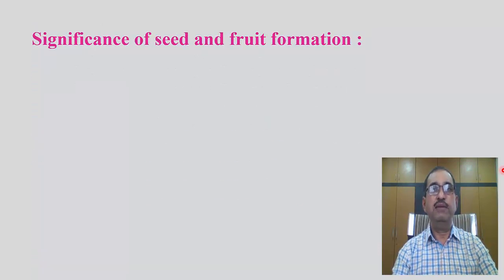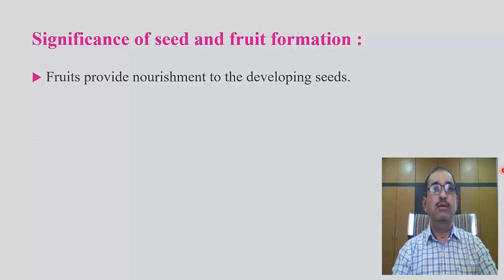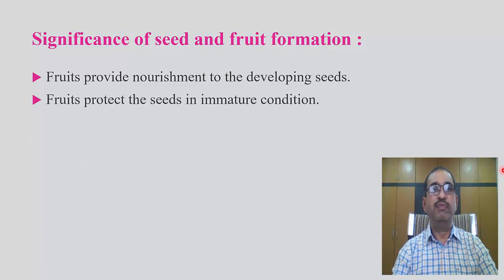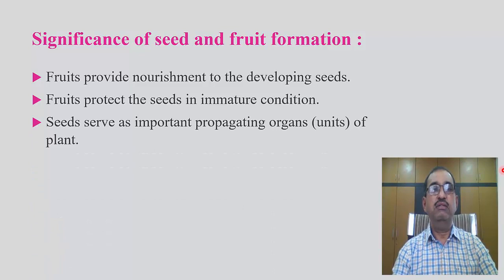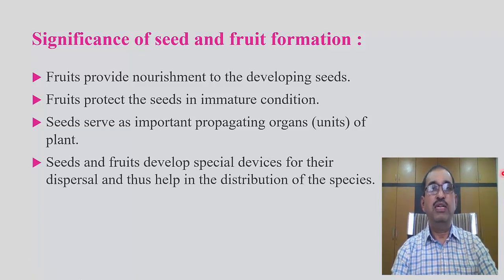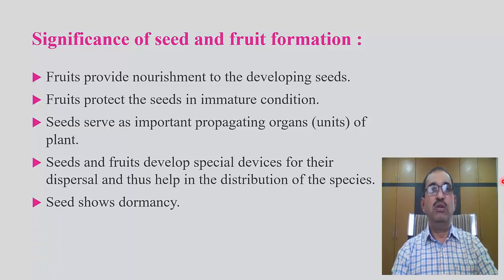Significance of seed and fruit formation. Fruits provide nourishment to developing seeds. Fruits protect the seeds in immature condition. Seeds serve as important propagating organs or units of a plant. Seeds and fruit develop special devices for their dispersal and thus help in distribution of species. Seed shows dormancy.